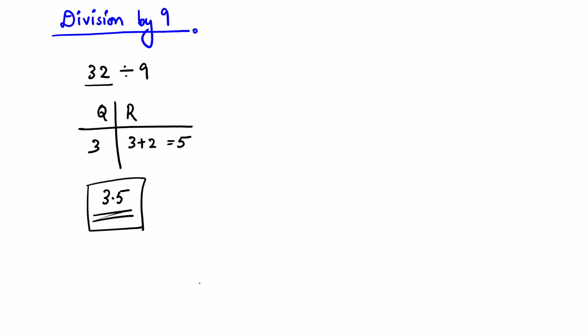Now let's take another example of like 22 over 9. So the answer is first digit is 2, right? So quotient is 2. Then you can put a dot. Then you will get the remainder as 2 plus 2, which is 4. So the answer is nothing but 2.4.